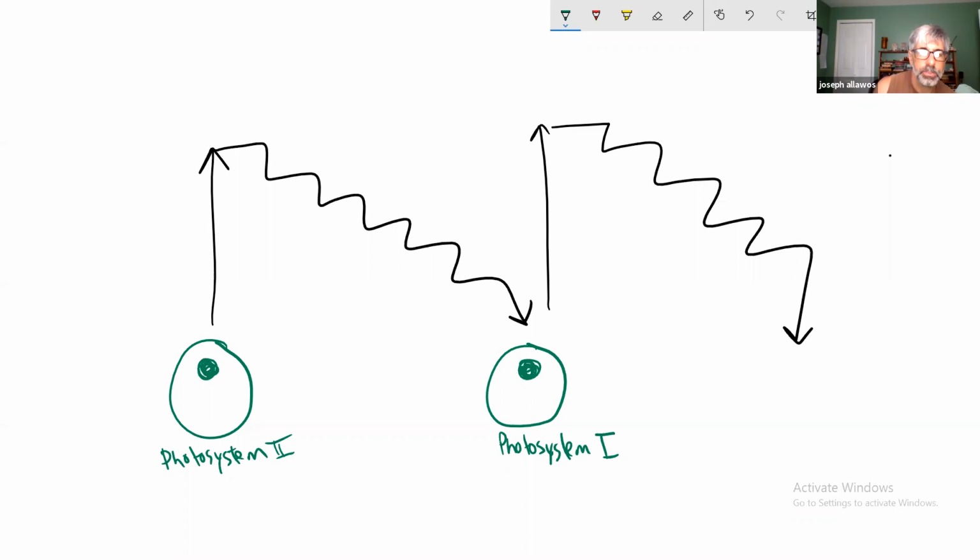Okay, so what's going on here? Well, it consists of this little spot here, which is called the reaction center. And you could guess what that is, chlorophyll A. Chlorophyll A is really the only molecule that can do photosynthesis. The rest of the photosystem consists of what we call accessory pigments.